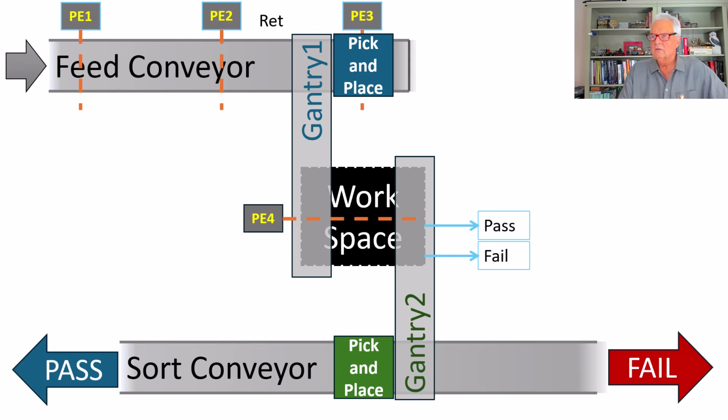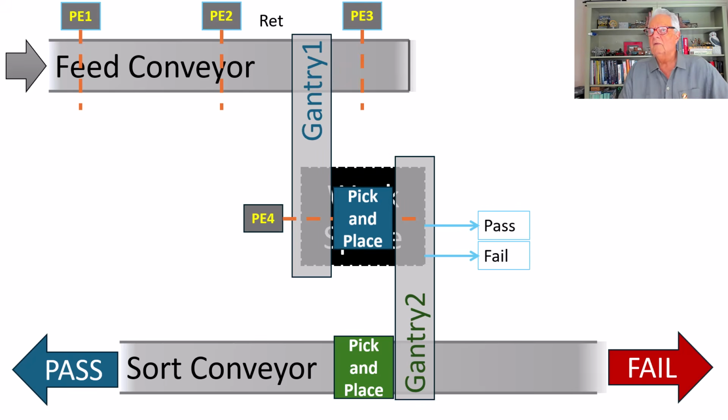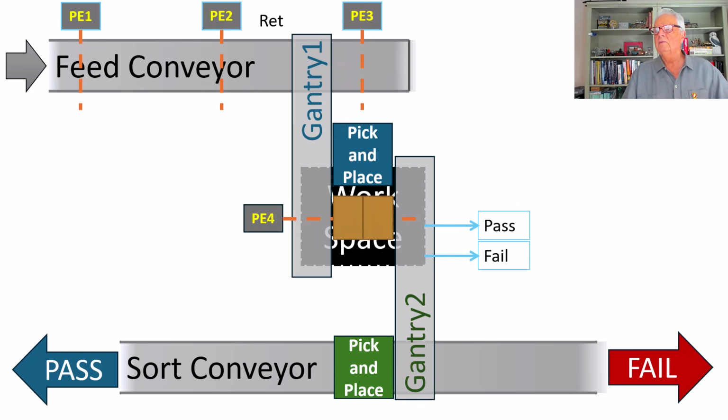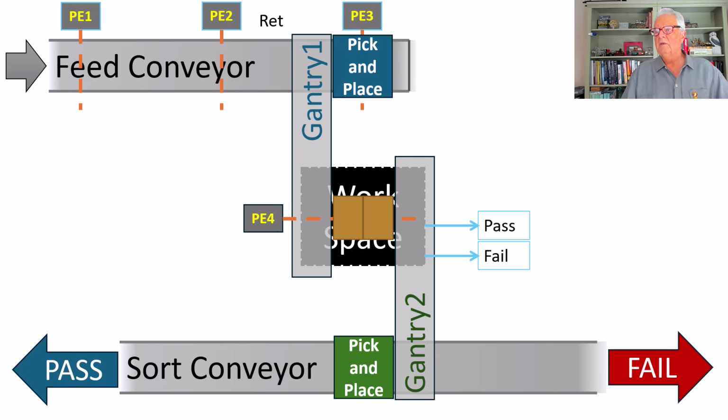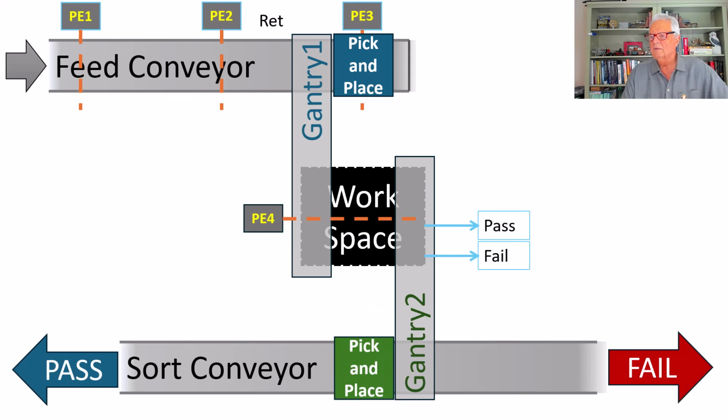These are both identical mechanical systems. You've got a horizontal axis and a vertical. The pick and place is vertical. And a product comes in on that conveyor. It's picked off of the feed conveyor and placed onto the workspace. And then when the workspace is done with it, pass, fail, quality control, then the second gantry system comes over, picks it up, and drops it off on the sort conveyor. And then from the sort conveyor, it either passes or fails. That is the whole process.